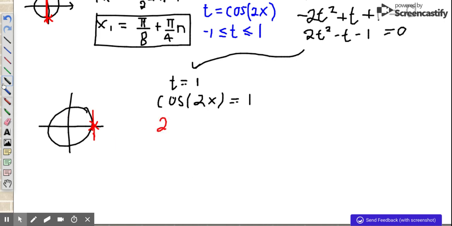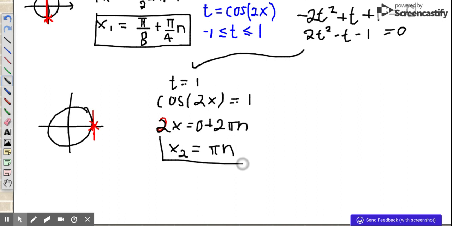So we should get 2x is equal to 0 plus 2 pi n. And dividing by 2, we get just pi n. Notice I call this one x2 because we already have x1 up here. The last thing we have is for t equal to minus 1/2. When you did your discriminant, this should be the second root you got.